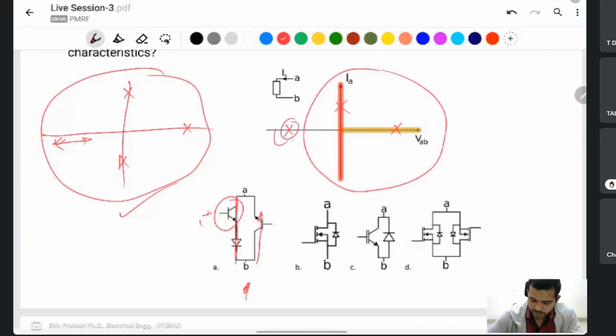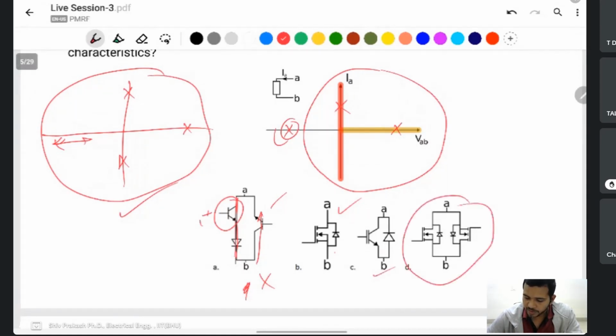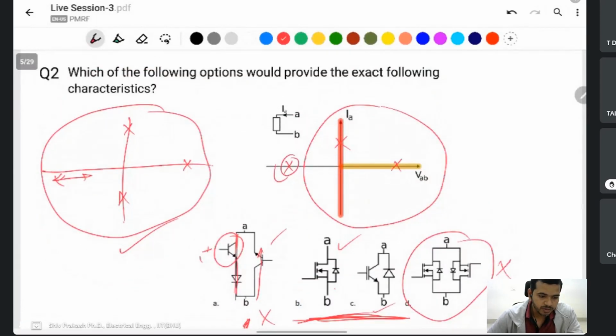This will also come in here. That's why this is not correct. MOSFET is okay. So an IGBT with an external diode, this one is four quadrant. This is not correct. I think B and C are correct for the second question.